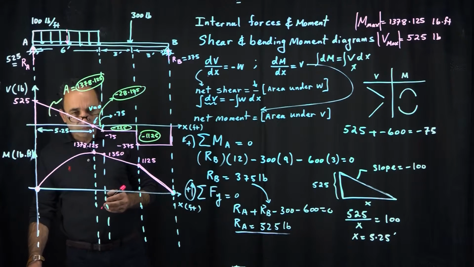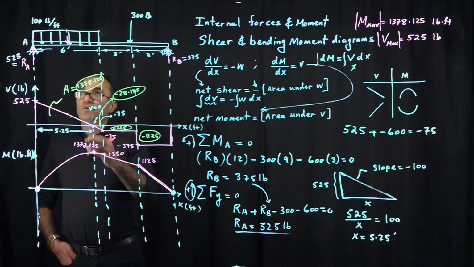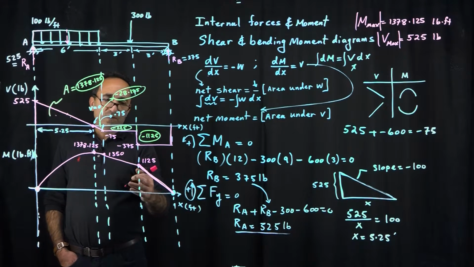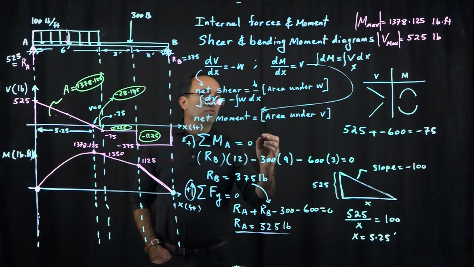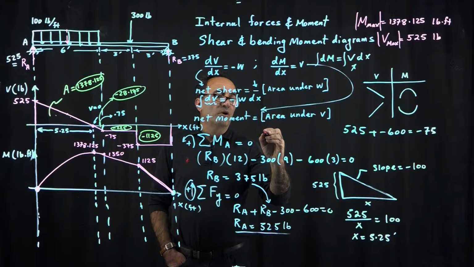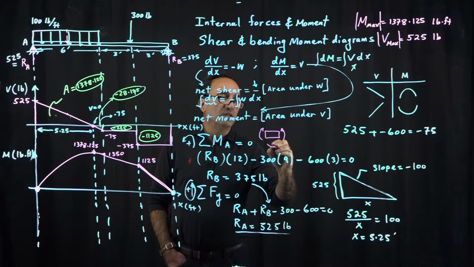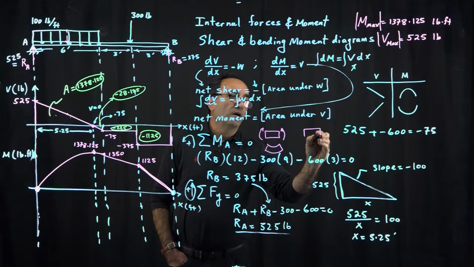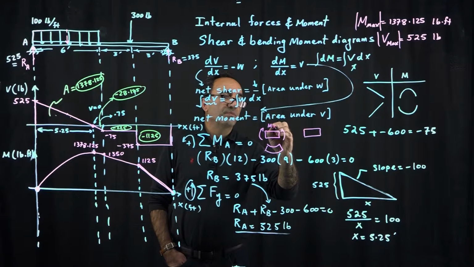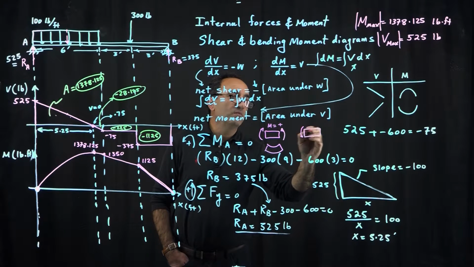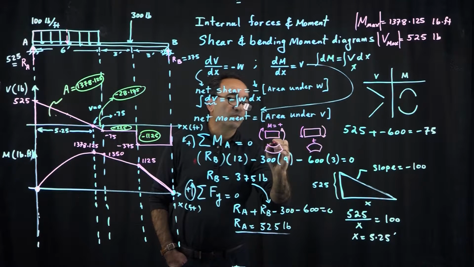Now, one last thing before we are done with this video is that since the moment everywhere is positive, you guys remember we used the analogy that a positive moment is one that causes the beam to be in tension in the bottom fiber and compression in the top fiber. So this is the positive moment. Negative moment is just the opposite. So the beam would bend like that. So the top fiber is in tension. Here it was compression, tension, tension, compression.